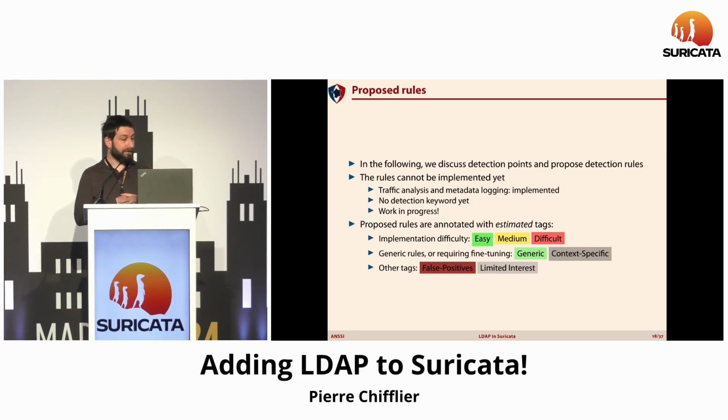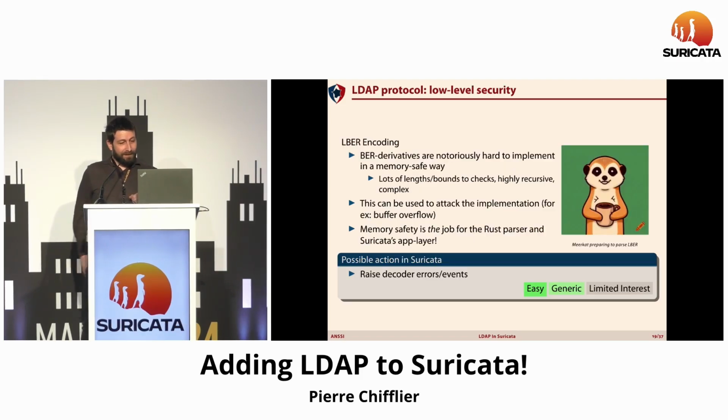Also, I proposed a few custom tags I just imagined. So any tag can be discussed because it's just a rough estimation of important things or not. I will put them on the proposed rules. So, of course, since I implemented the low-level decoder, one first thing I would like to detect is bad encoding.